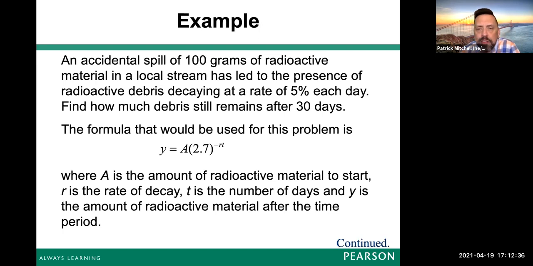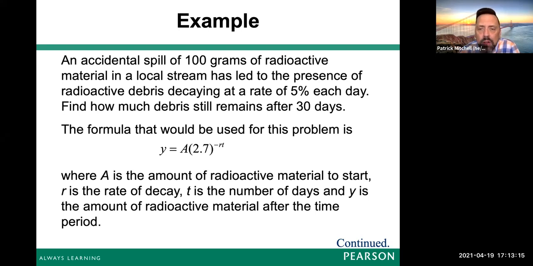All right, here's another example. This is an example of exponential decay. An accidental spill of 100 grams of radioactive material in a local stream has led to the presence of radioactive debris decaying at a rate of 5% each day. Find how much debris still remains after 30 days. So the formula that would be used for this problem is y equals a times 2.7 to the power negative RT. And if you're wondering where does the 2.7 come from, I will tell you later.